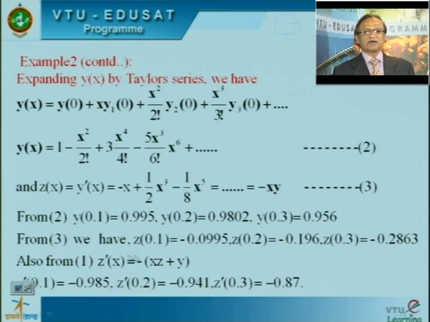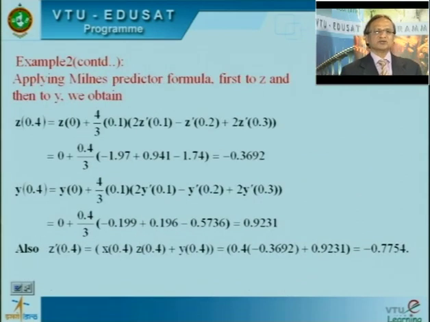So, in a similar way, I hope we can obtain z single prime at 0.3. You know all the values, z at 0.3, y at 0.3, right. Substitute and simplify. So, finally, you can obtain minus times of 0.87.